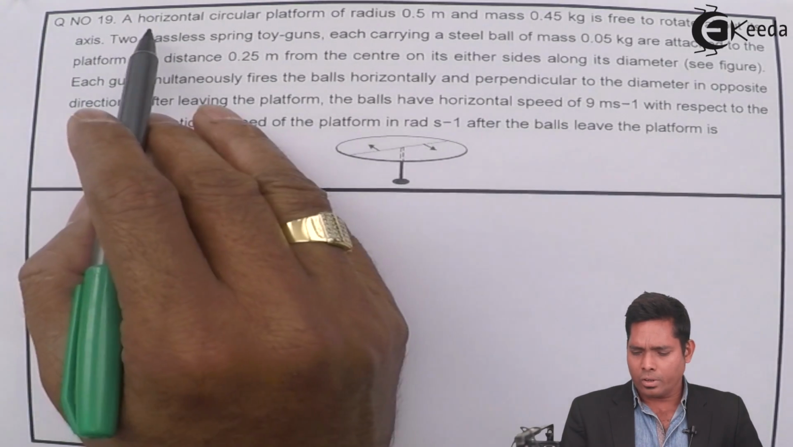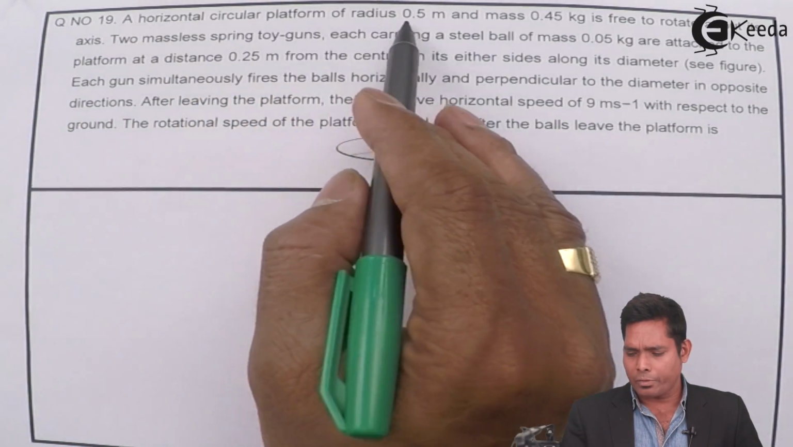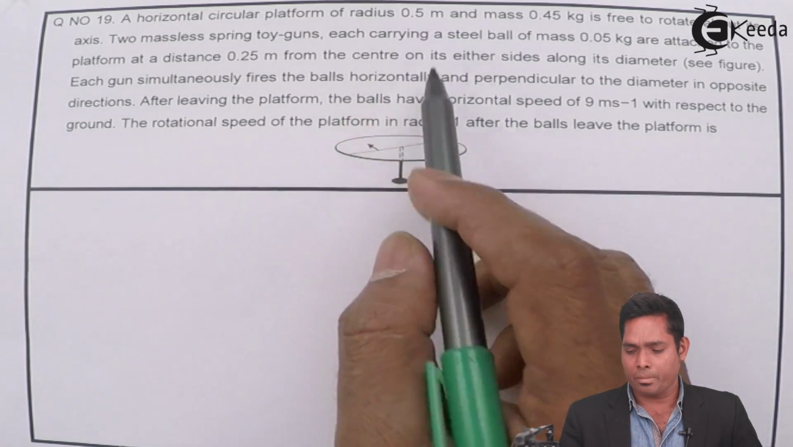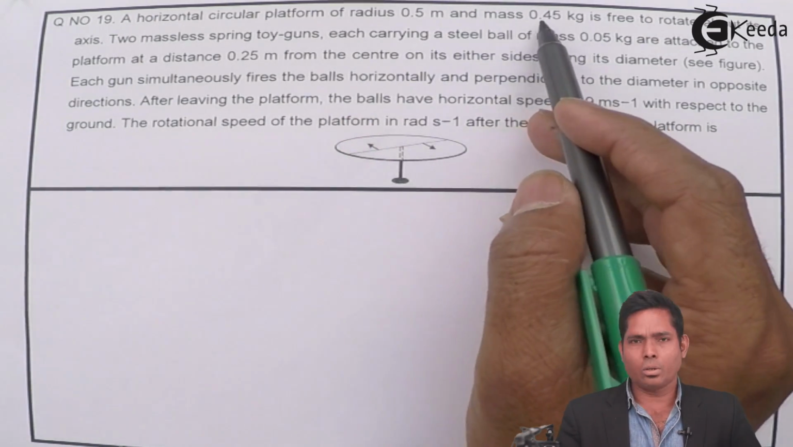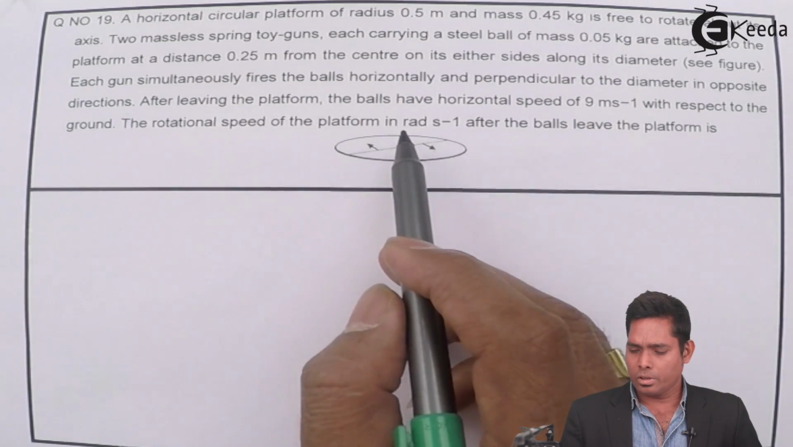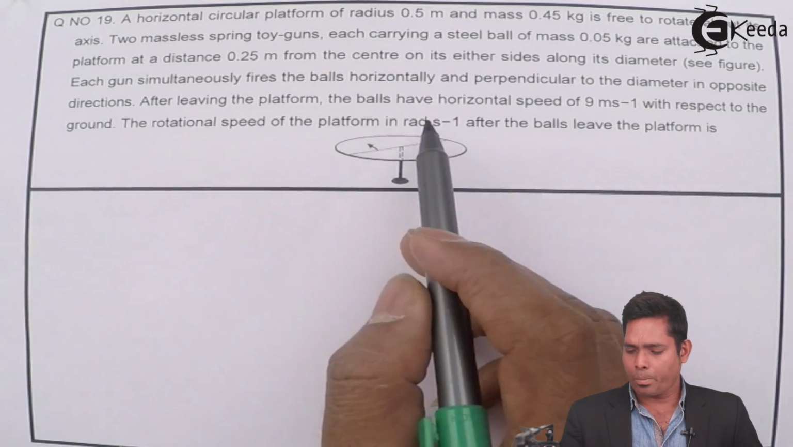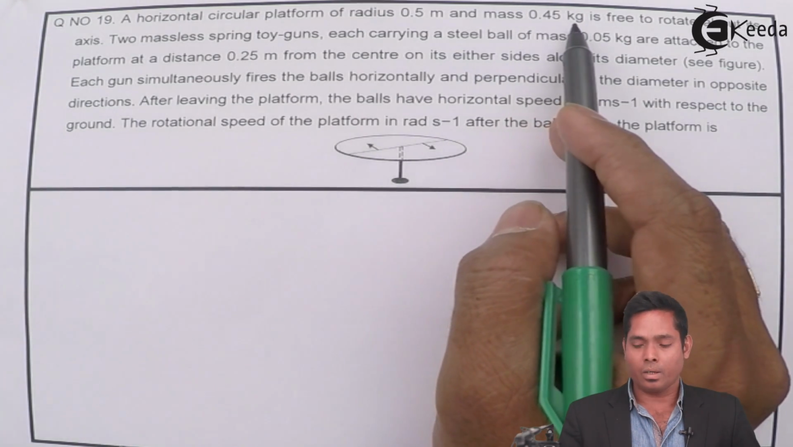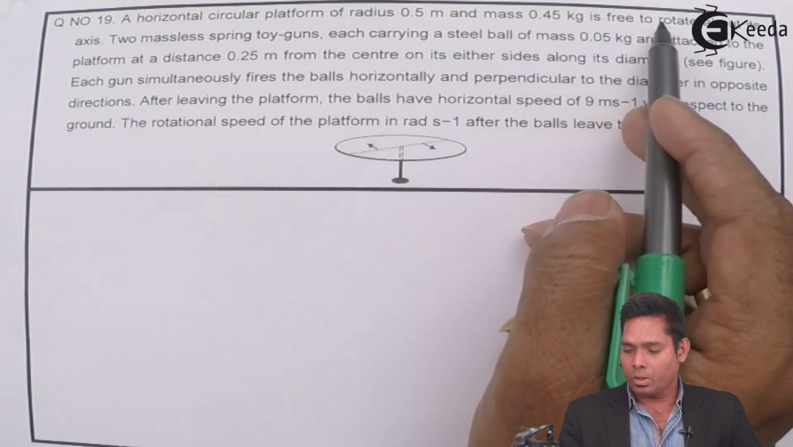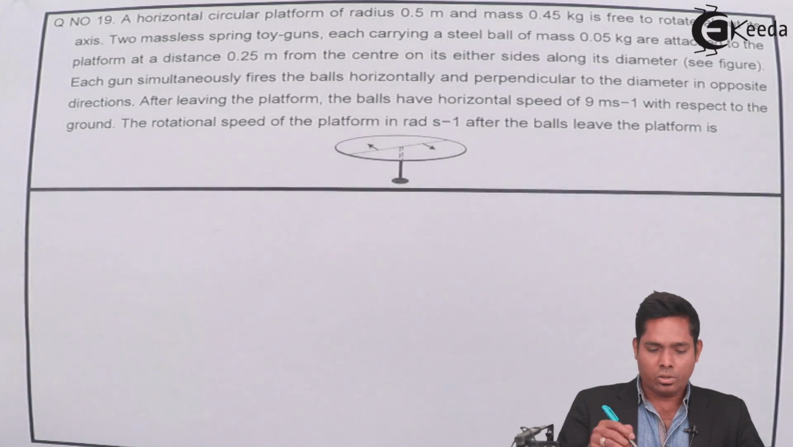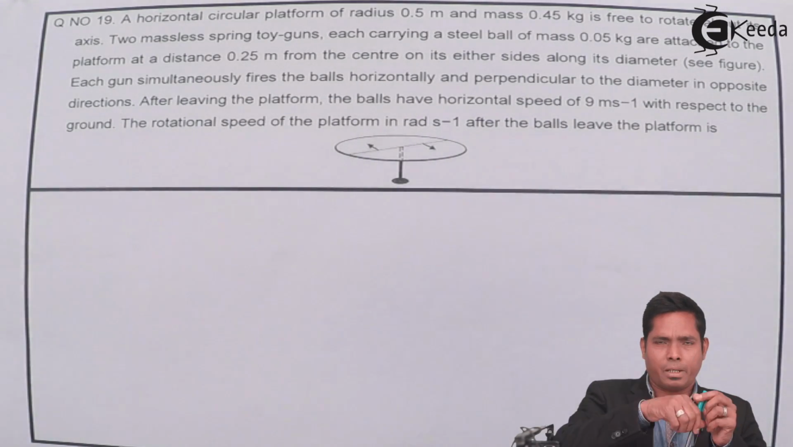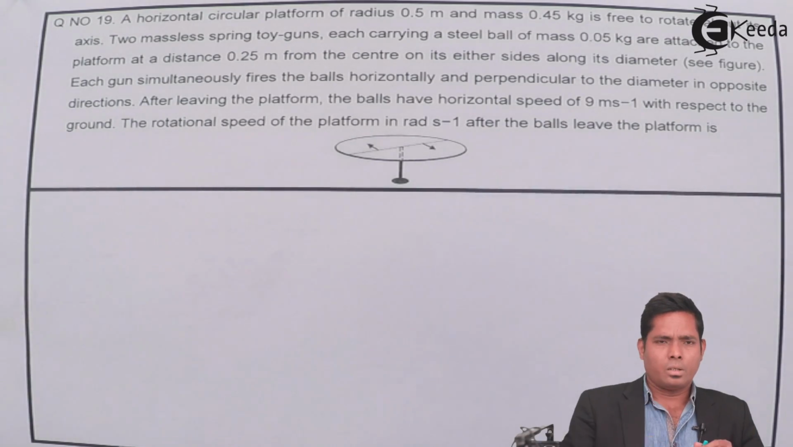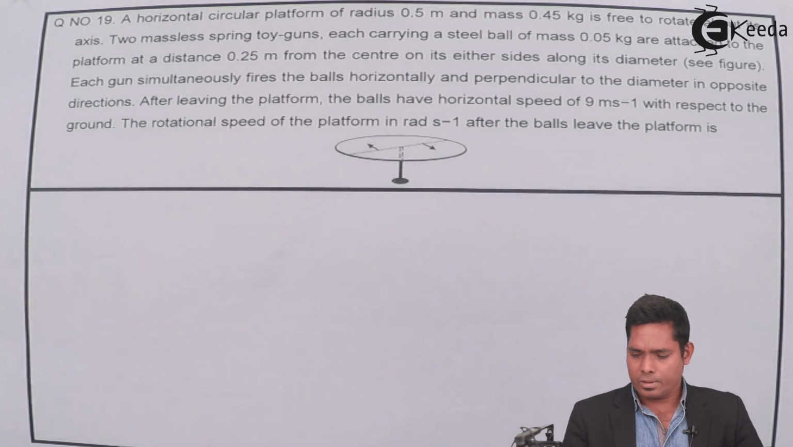It says a horizontal circular platform of radius 0.5 meter and mass 0.45 kilogram. It's free to rotate about its axis. So this can rotate about a vertical axis. The disc can rotate in a horizontal plane about a vertical axis.